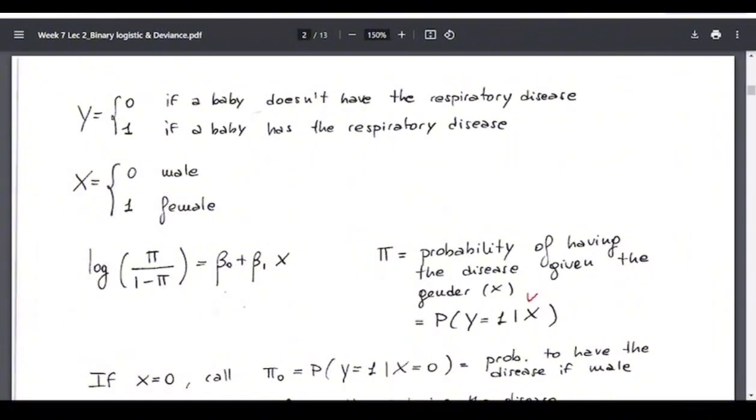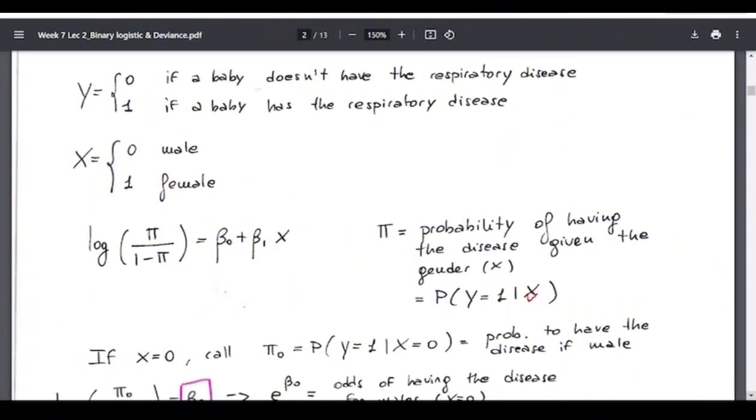Now, I want to do this. If x equal to 0, please pay attention. x equal to 0 means I want to focus on male, right? Now, what I'm going to do, focusing on male, it means I want to rewrite this now. I'm still focusing on somebody having the disease, but given it is a male. Now, take a look at that. That will be pi 0. The probability of somebody having the disease, given that it's a male.